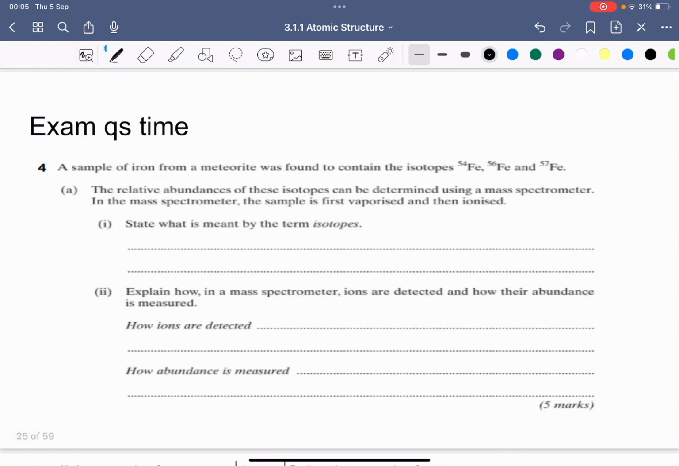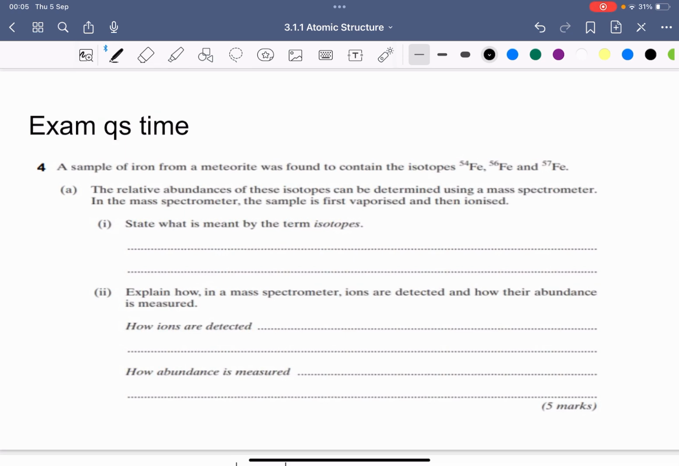Okay, now it's time for an exam question. To state what is meant by the term isotopes. So isotopes have the same number of protons, different number of neutrons.